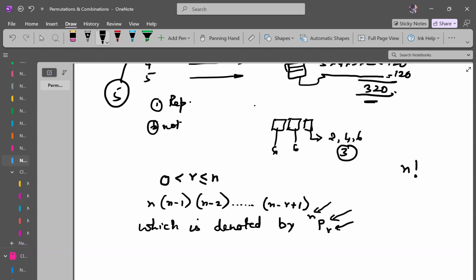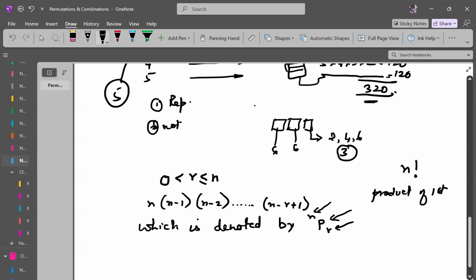Yeah, tell me, Abir. n minus 1 into n minus 2 and so on until it's n plus 1 minus n. Good. Is it clear? Yes, sir. So whenever you write n factorial, it represents the product of the first n natural numbers. Clear?